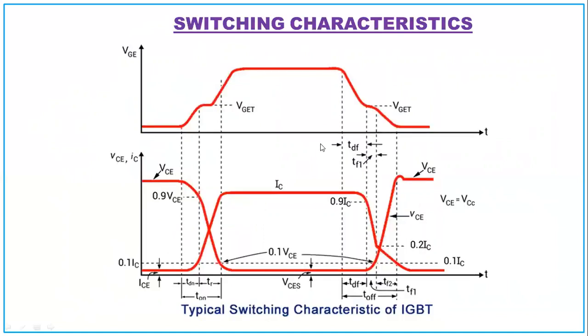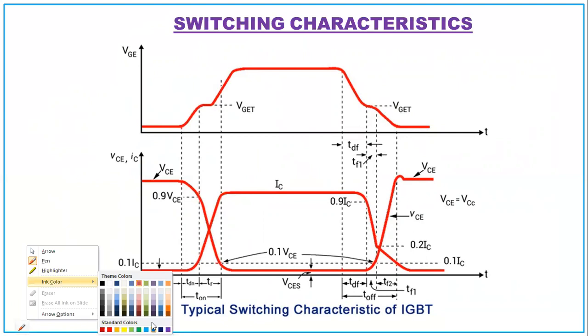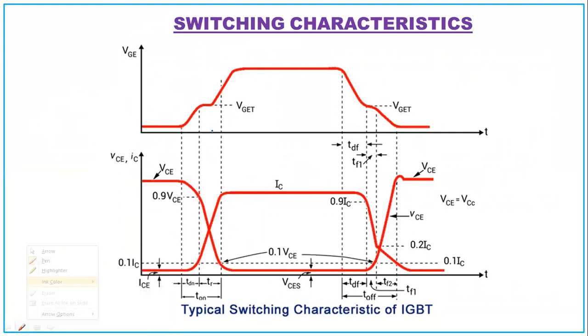Now let's move on to the switching characteristics of IGBT. When we consider the switching characteristics of IGBT, you can see that we have VGE, which is the gate emitter voltage. You should check the circuit also, which we have been discussing many times now, so it should be clear. VGE with respect to time, then collector current with respect to time, and then the VCE, the collector to emitter voltage.